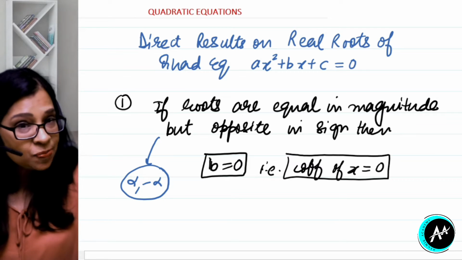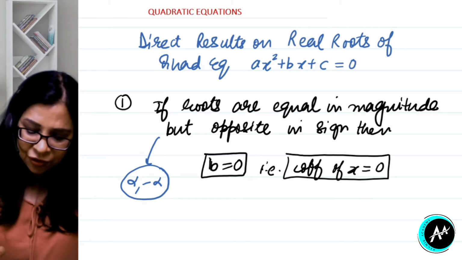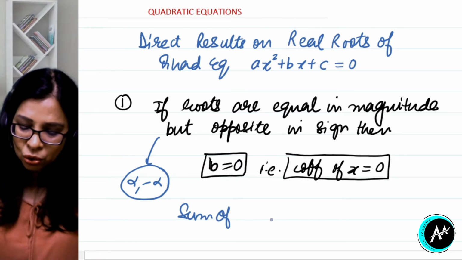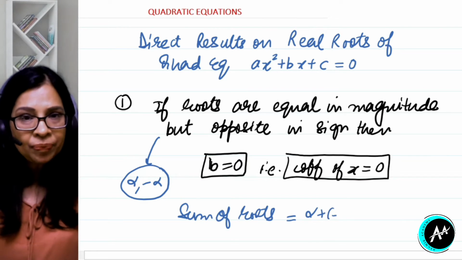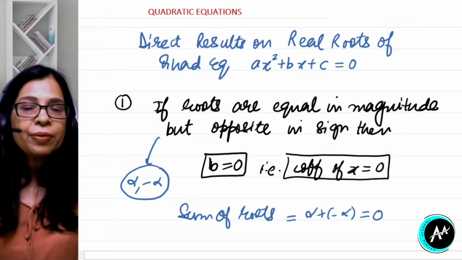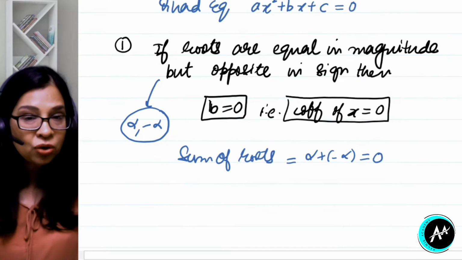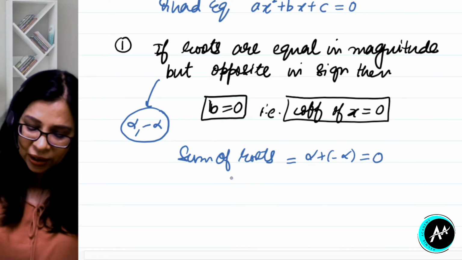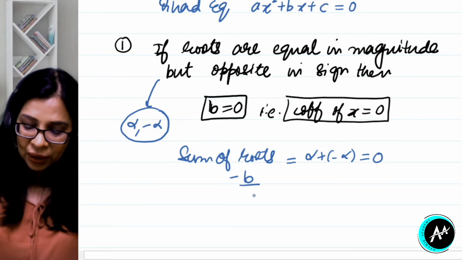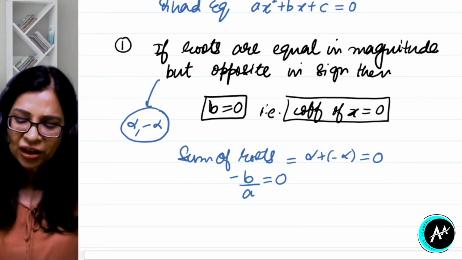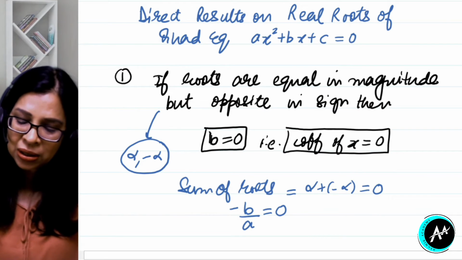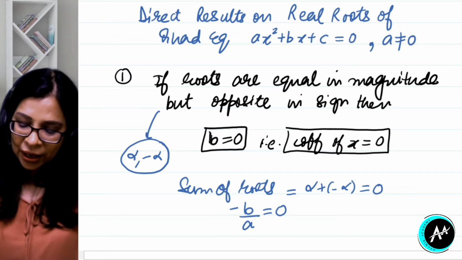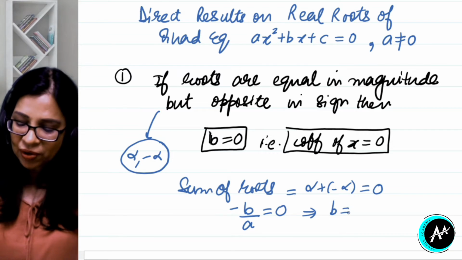Okay. Now, why is b equal to 0? It's very simple. If you take sum of roots, let's see, sum of roots will be equal to alpha plus minus alpha and you can see it is equal to 0. Remember we had done the formula for sum of roots. What was the formula? Minus b upon a. So that means I have minus b upon a is equal to 0. And if you cross multiply, you know that whenever we write quadratic equation, we have a non-zero. Is it all right? A is always non-zero. So here minus b upon a 0 means b will be equal to 0.